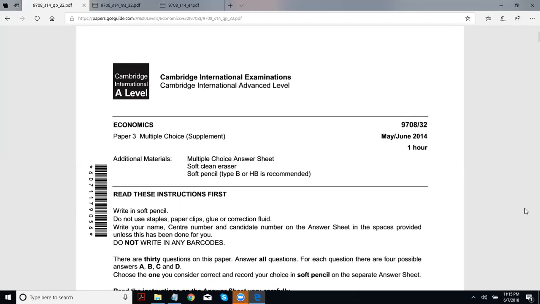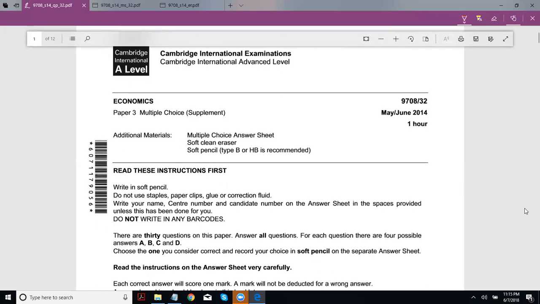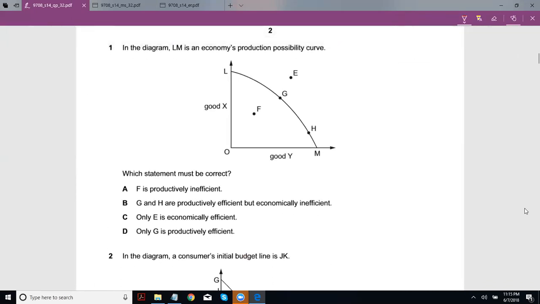Okay, May-June 2014. All right, so question one: in the diagram, LM is the country's PPC. Which statement must be correct?